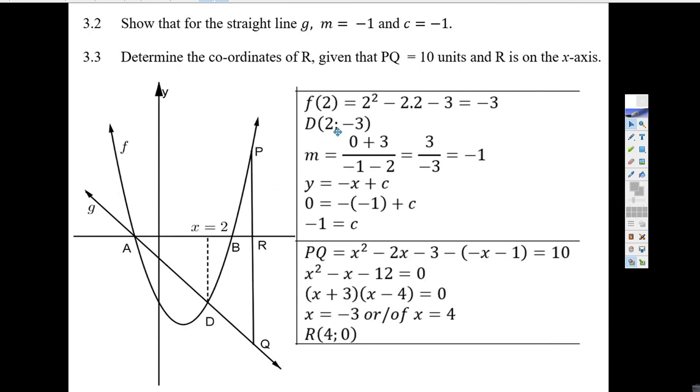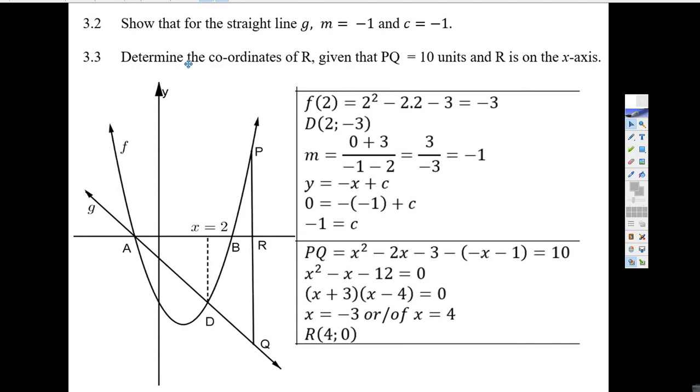So we just do the gradient thing. We subtract the y coordinates, which is 0 minus minus 3, over the x coordinates, which is minus 1 minus 2. Well, you get 3 over negative 3. Hey, m is minus 1, just like we were supposed to find out. And then if you write y equals minus 1x plus c, we're trying to figure out what c is. Just put y is 0 and x is minus 1 in there, and that'll equal plus 1. You subtract it, c is minus 1. So there we showed that m is minus 1 and c is minus 1. The equation of this line is y equals minus x minus 1.